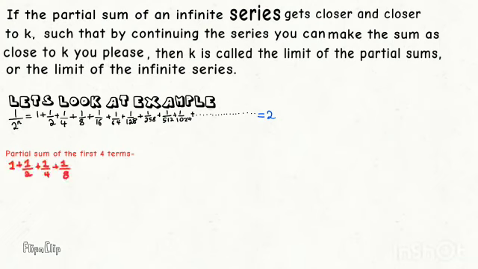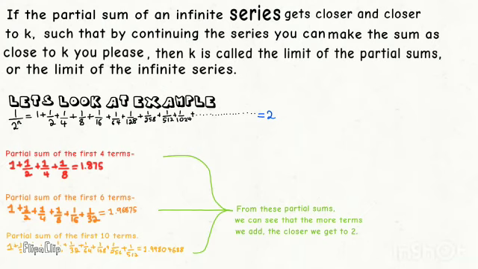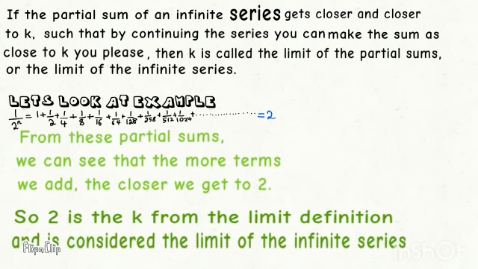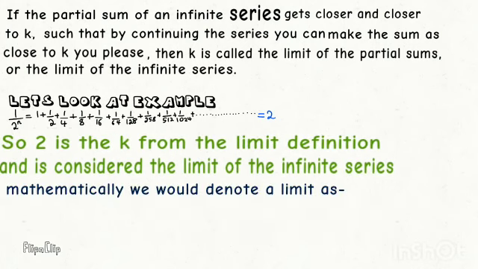We have seen this infinite sequence before and we know it converges to 2. Let's start by taking the partial sum of the first 4 terms, next the partial sum of the first 6 terms, and now the partial sum of the first 10 terms. If you look carefully at the 3 partial sums we took, then you can find something interesting. The more terms we have in our partial sums, the closer and closer we get to 2. So 2 is the k from the limit definition and is considered the limit of the infinite series.